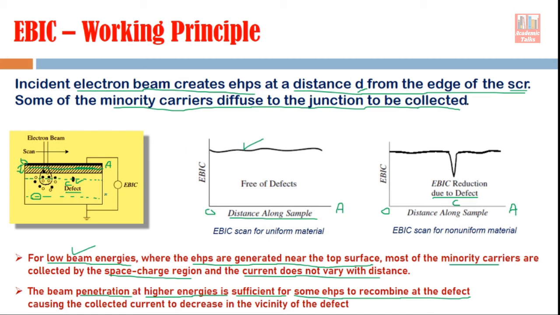So that way, by moving the electron beam in the xy direction, we can locate the defect in the xy plane. By increasing the energy, we can repeat this kind of scanning at different depths within the semiconductor, and that way we can find out the location of any defect present in the material in the xy plane as well as in the vertical plane, or as a function of depth.